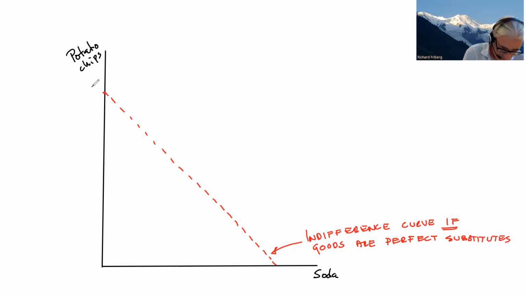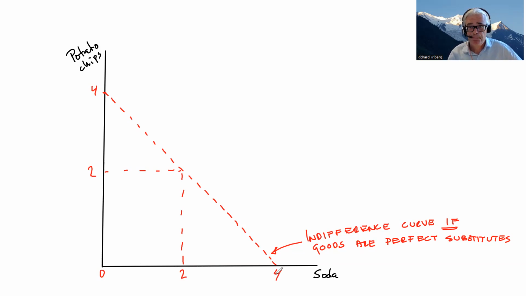Okay, so we could say, well, think of 4 bags of potato chips. I'll zero off down here, of course. That would be on the same indifference curve as a bundle that has 2 bags of potato chips and 2 cans of soda, and that would be on the same indifference curve, for instance, as a bundle that has 0 potato chips and 4 cans of soda. Okay. So that's sort of a benchmark. We want to compare to that when we're looking at imperfect substitutes.